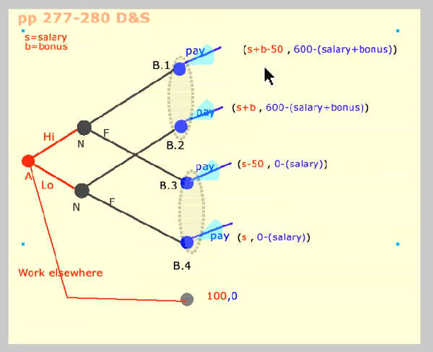Let's imagine that the employer pays a salary S. So there's an S here, an S there, an S there, and an S there. No matter what happens, and no matter what your effort, the employer pays a salary S. Got that idea? So the key thing here is a salary doesn't depend on whether you got a higher effort or a low effort.